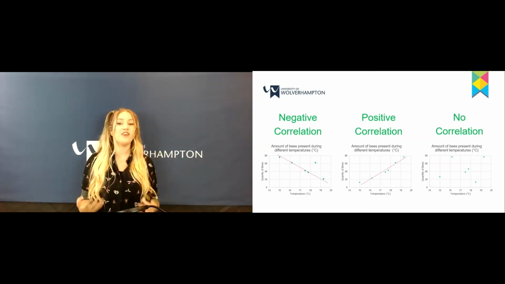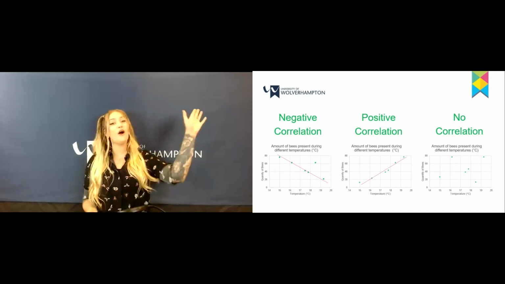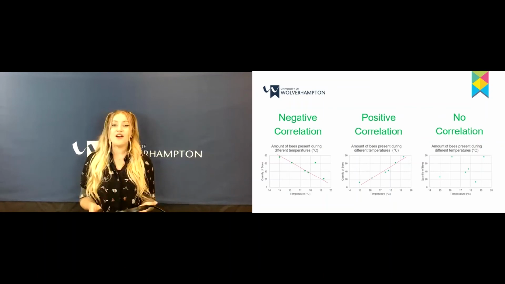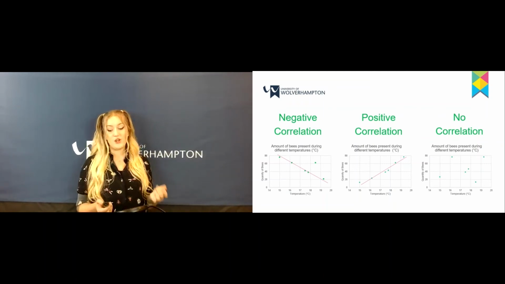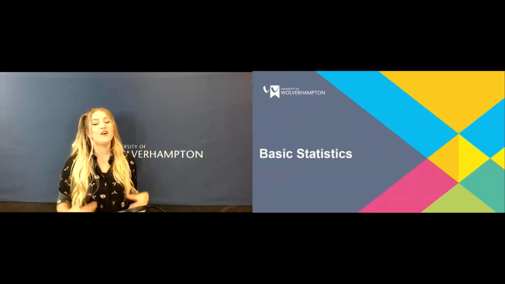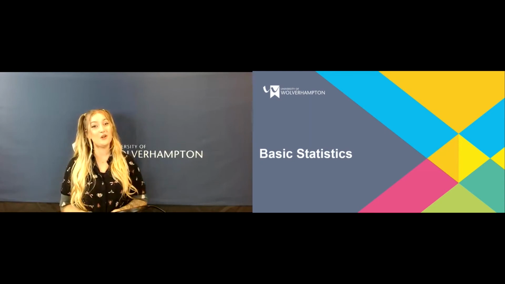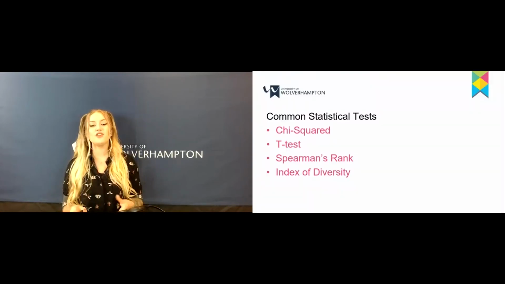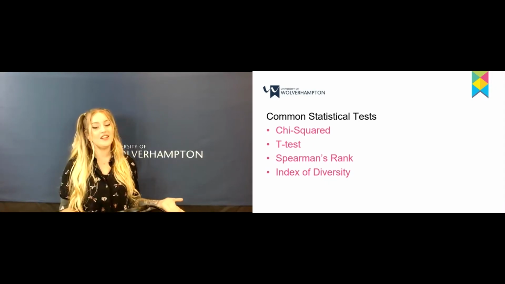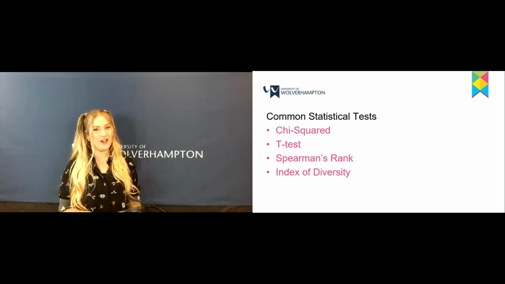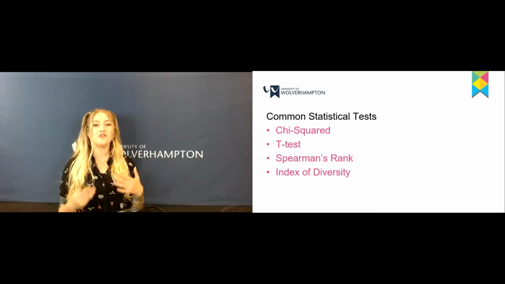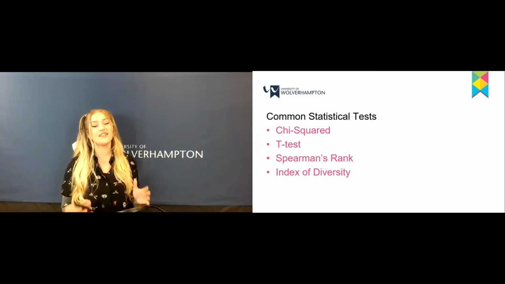And if you can't fit a line in there, so there's not a line of best fit, then there is no correlation. But to figure out if your correlation is significant, you have to do something called statistics. So we're going to go through a few basic statistics that you will need in your biology sessions. The first being chi-squared, then t-test, Spearman's rank correlation, and finally the index of diversity. Again, these will just be some quick examples, as you can find more information in our maths statistics sessions.